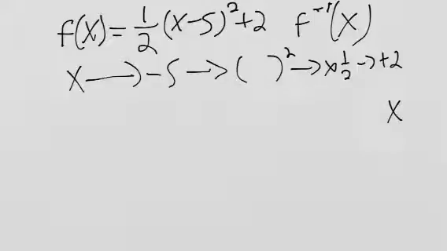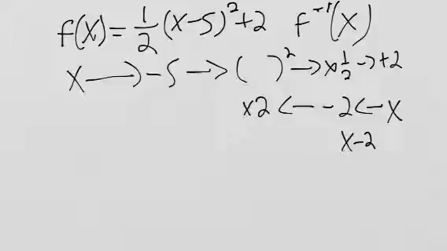The first thing we have to undo is the adding 2. So we take x and subtract 2, which gives us x minus 2. Then what we did was multiply by 1/2, so to undo that, we either divide by 1/2 or, equivalently, multiply by 2. So we take this whole thing and multiply it by 2.